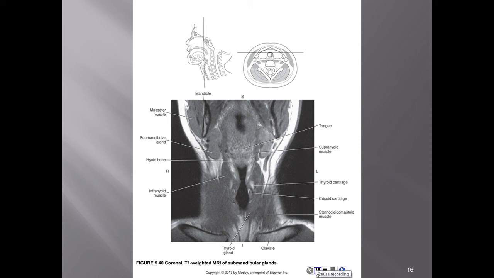Okay, coronal T1 weighted MRI of the submandibular ducts. Anatomy to identify here, of course, would be the tongue, suprahyoid muscle, thyroid cartilage, the cricoid cartilage we talked about, the sternocleidomastoid muscle. We want to be familiar with the hyoid bone, and the infrahyoid muscle just pulls on the hyoid bone. And then we also want to be familiar with the submandibular gland, which sits at the posterior aspect of the mandible, and a picture of the masseter muscle.